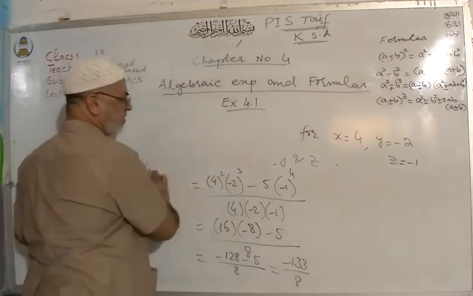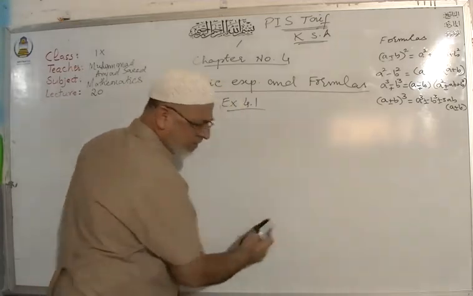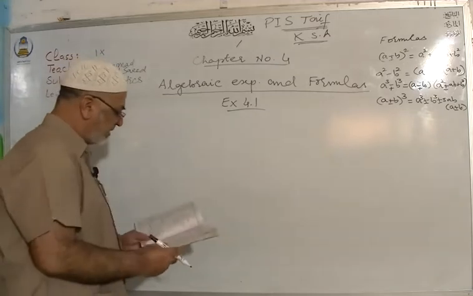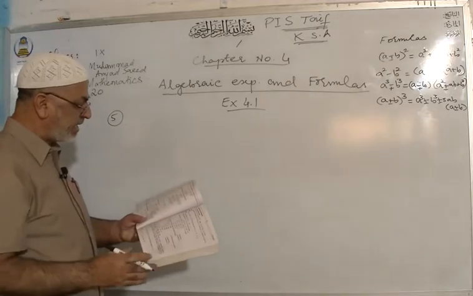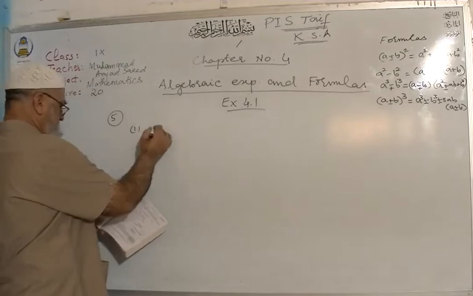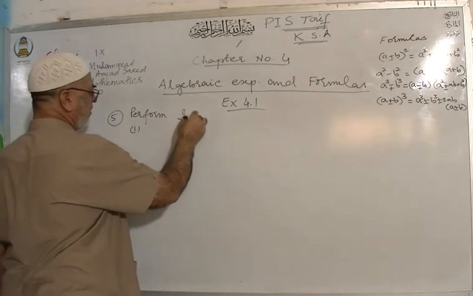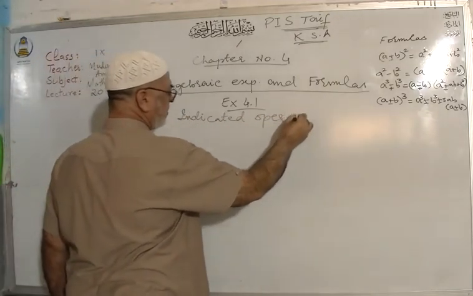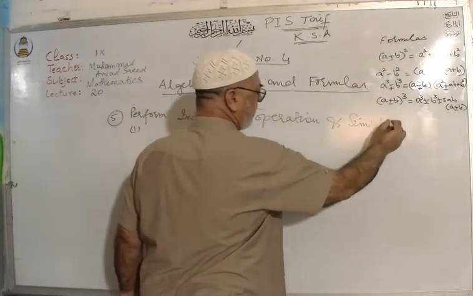I hope that you understood the different parts, how to use the values and how to evaluate algebraic expressions. After that, we have question number 5. Perform the indicated operation and simplify.